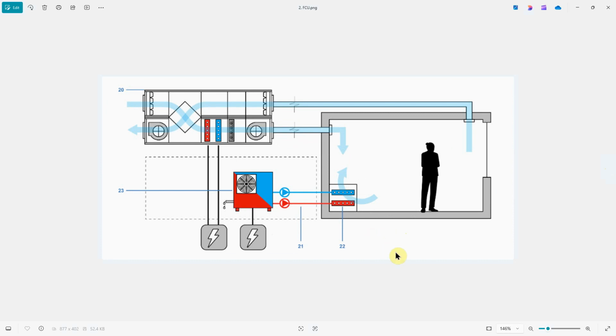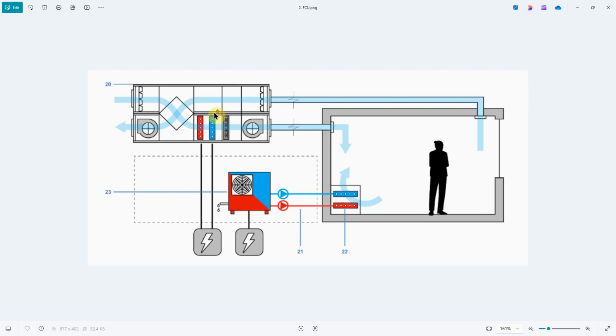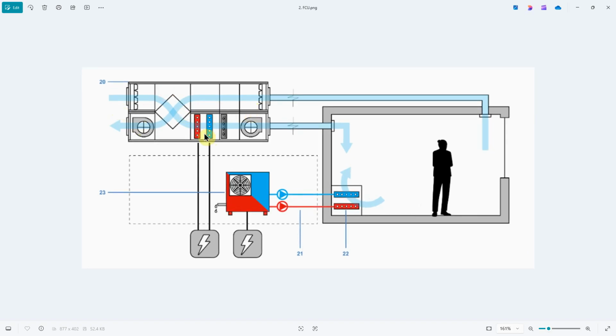DOAS, dedicated outdoor air system with fan coil units, you'll see it's basically the same thing. We have the exact same air handling unit doing the exact same thing. We've gotten rid of our boiler and exchanged it for a heat pump. And our ducts are really small. Why are they small? Well, because of our heat pump.